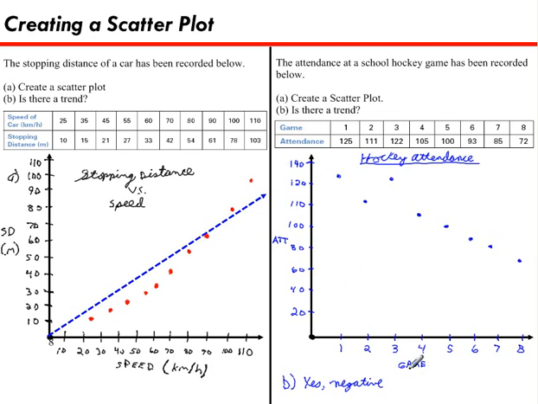Keep in mind we had a title. Game is on the x-axis, attendance is on the y-axis, and we had a main title. And the interval for games was just 1, and we chose an interval of 20 for attendance.